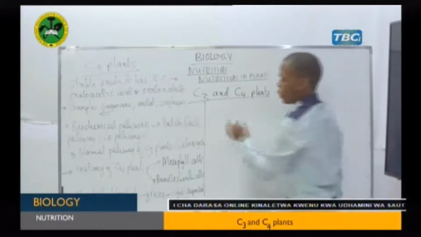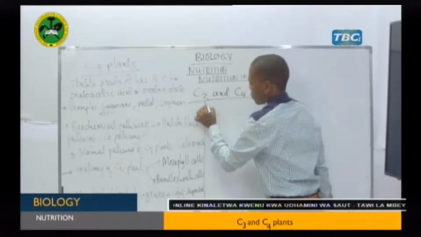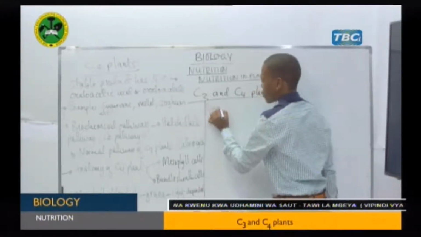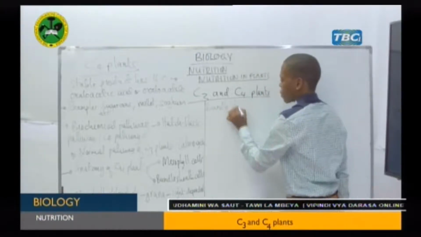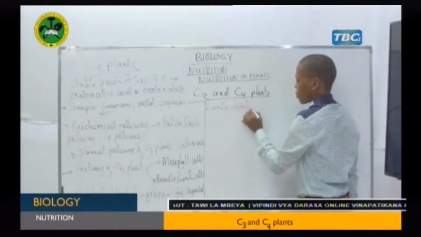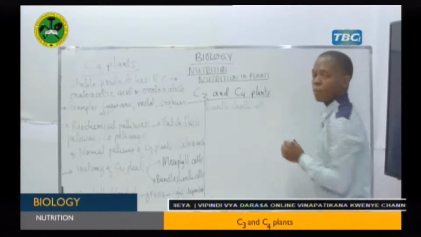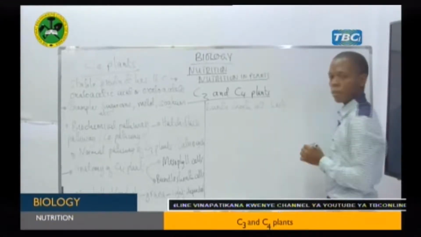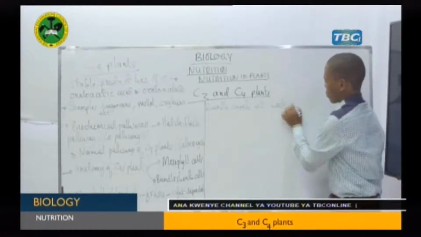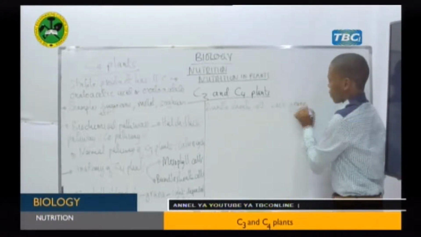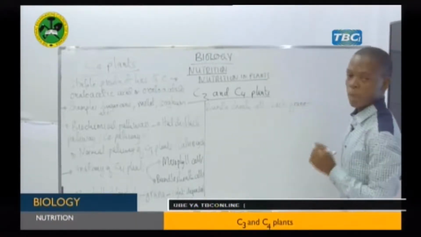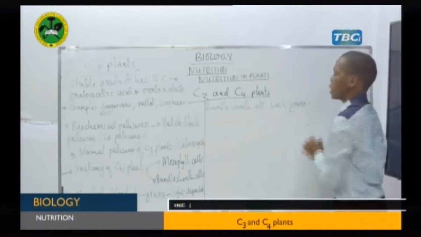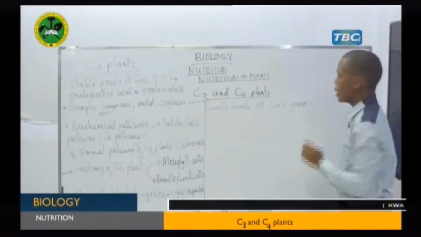But the chloroplast of the bundle sheath lacks grana. And this is specialized for the dark reaction, or light-independent reaction.